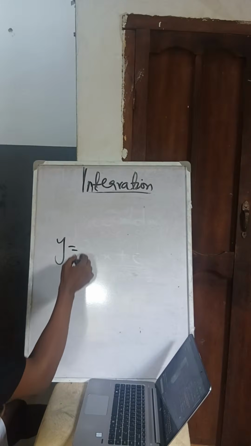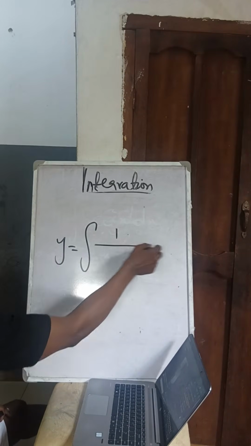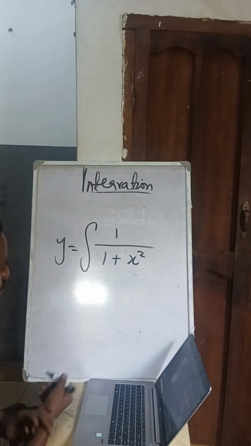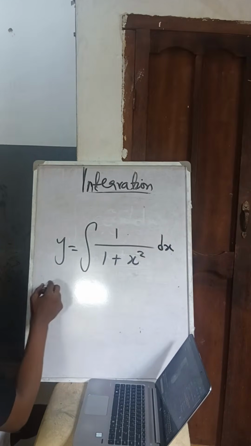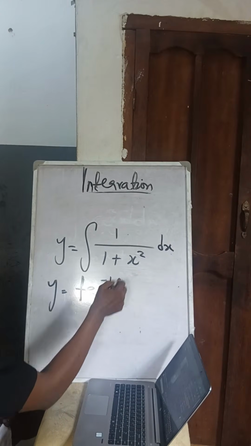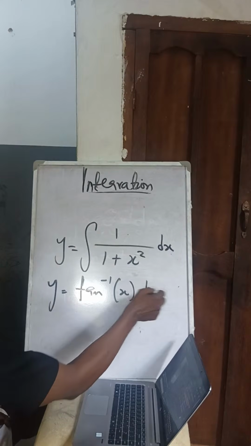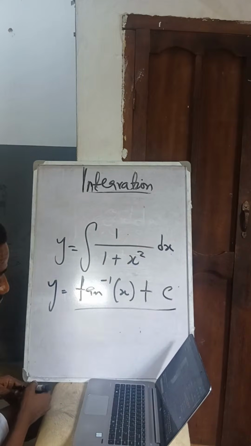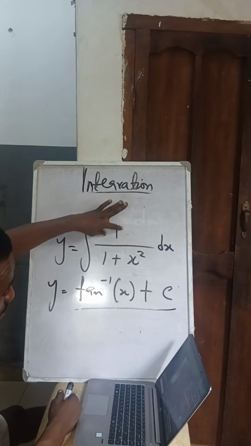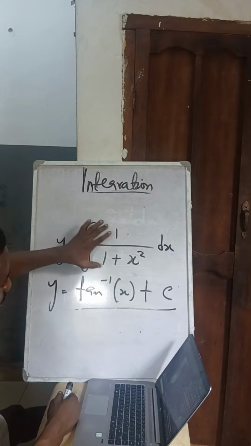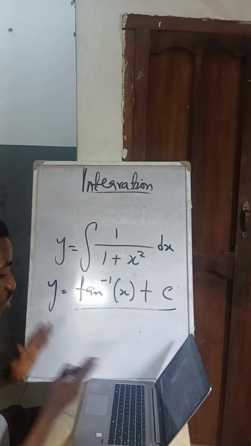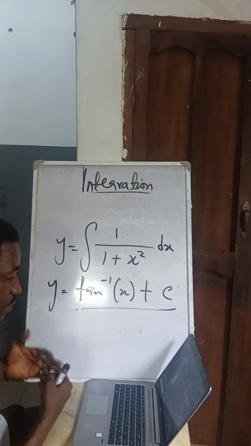When you have y is equal to integral 1 all over 1 plus x squared, if you integrate this, you have tan inverse of x plus c. If you differentiate tan inverse of x, you get 1 over 1 plus x squared. If you integrate it, you get this; it is a reverse process. Things you don't need to struggle or stress yourself on.